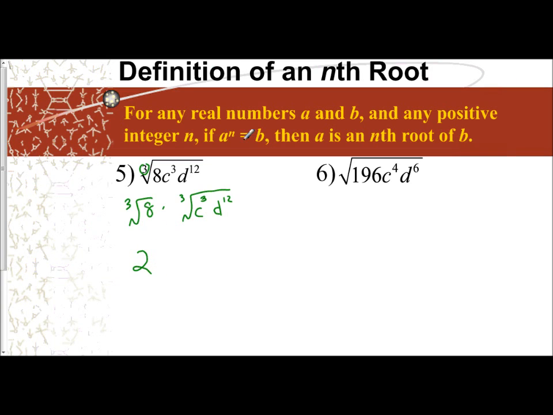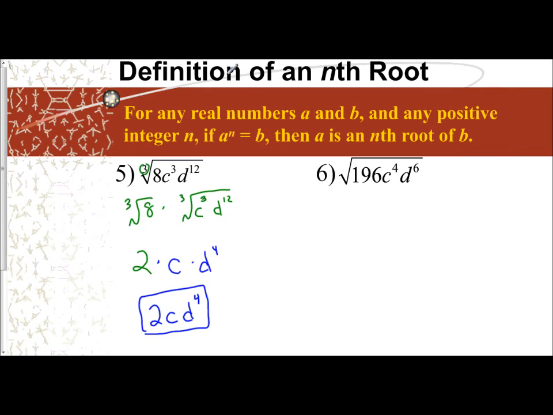And so let's try our shortcut technique for the variables. How many times does 3 go into 3? It goes in there once with nothing remaining. So 1c comes out, nothing's inside. How many times does 3 go into 12? It goes in there 4 times, so d to the 4th. Nothing remaining, so everything comes out. And so my final answer is 2cd to the 4th power.